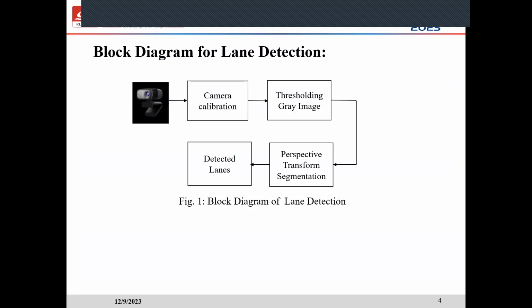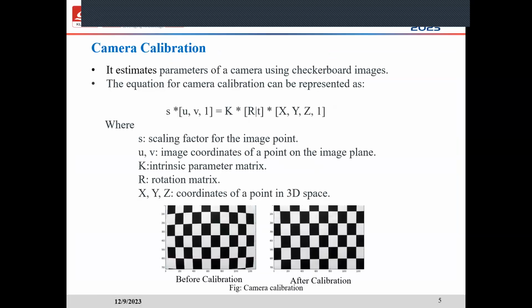As you can see, there is a camera which captures the image, and then it goes to camera calibration, which calibrates the image according to the frame, and then to thresholding of the gray image, which gives black and white images, and then the perspective transform of that image takes place. After the perspective transform, the lanes are detected. The next slides explain each block.